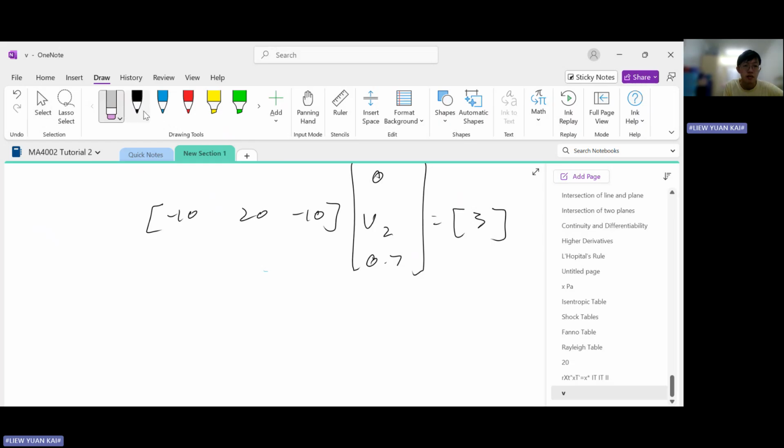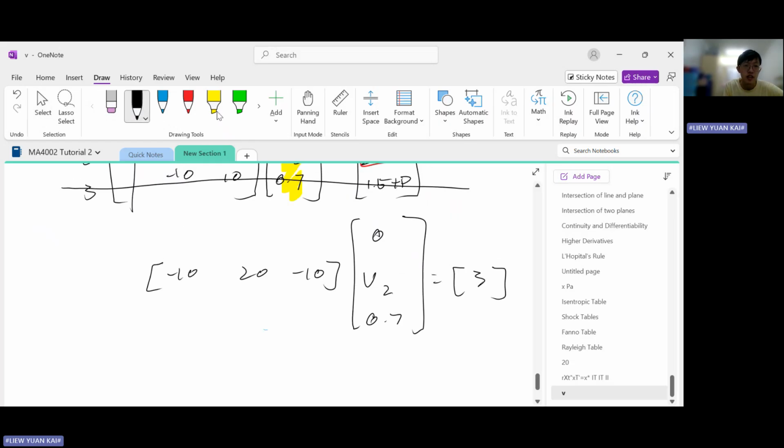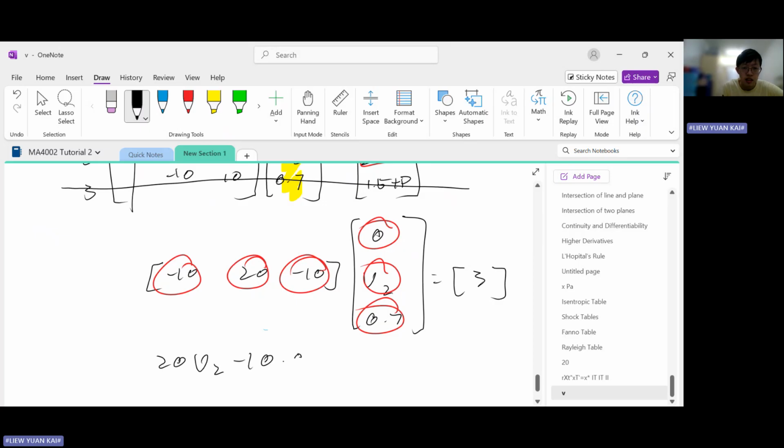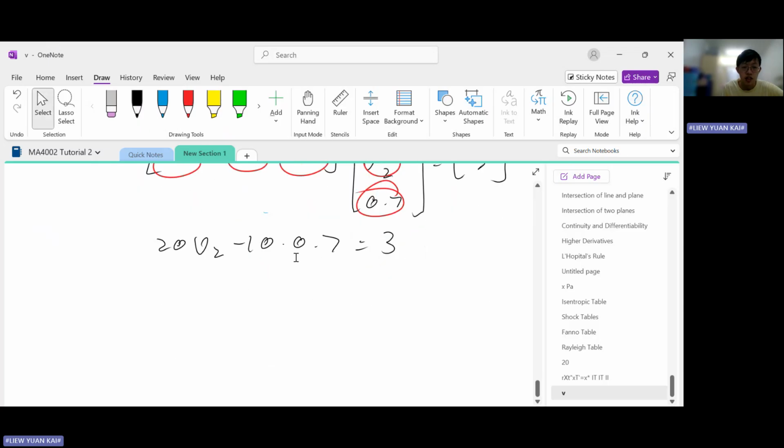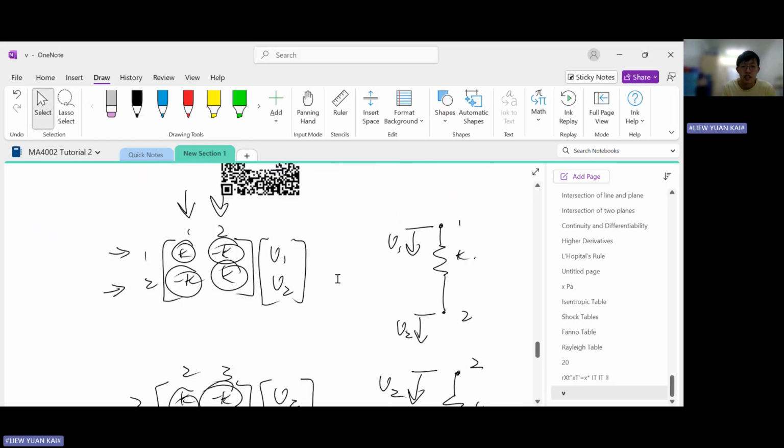When you do this matrix multiplication out, meaning you take minus 10 times 0 plus 20 times u2 plus minus 10 times 0.7, at the end of the day what you get is 20 u2 minus 10 times 0.7 equals 3. The only unknown in this equation is u2, so you can solve for u2, and what you get is half. That's the displacement for 2.